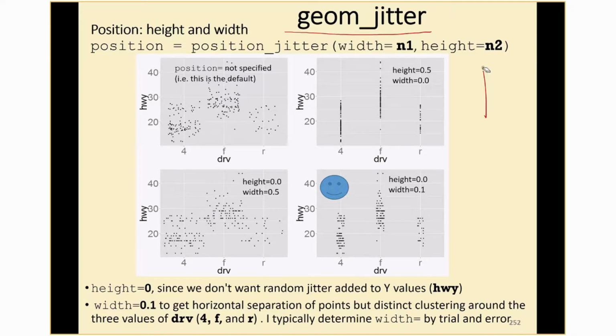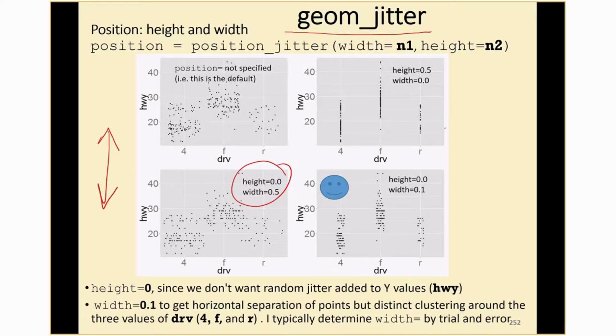The other thing we've done that's made this thing useless is we've set the width equal to 0. Width inserts random variability in this direction. Well, we've inserted no random variability in this direction. And since we've inserted no random variability in the horizontal direction, we can't tell what is going on. Down here is still kind of useless. The height is equal to 0, and that's good because we don't want to insert any variability in this direction.